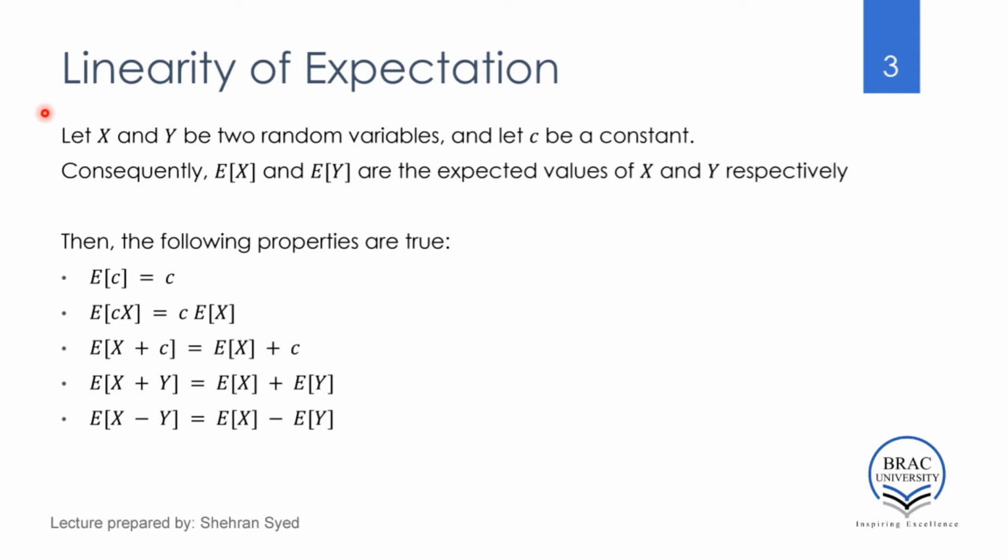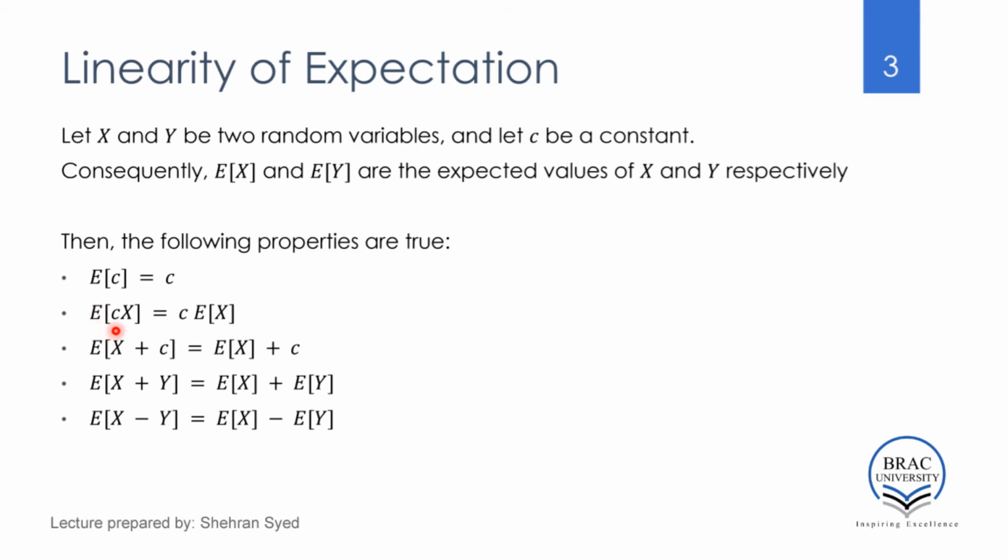The next property we will look at is called the linearity of expectation. If we have two random variables, say x and y, and a constant c, with E of x and E of y as the expected value of x and the expected value of y, then the following properties are true. Firstly, the expected value of the constant c is equal to c. We can easily relate this to the mean of a constant, which is always equal to the constant itself.